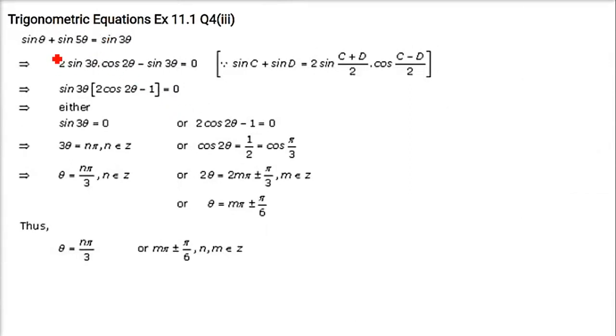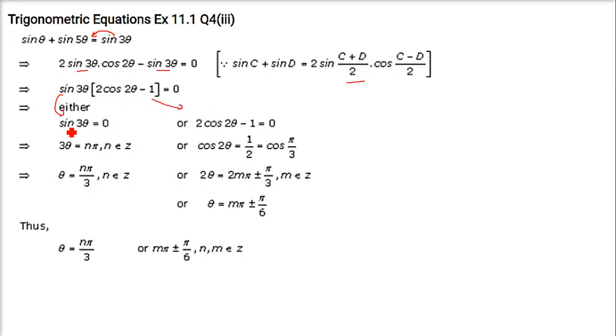Now you have sin theta plus sin 5 theta equal to sin 3 theta. Now bring this sin theta here as minus, and this sin theta plus sin 5 theta can be added, means you use the formula like this. So it will be 2 sin 3 theta cos 2 theta minus sin 3 theta equal to 0. Now take sin 3 theta common from this equation. Sin 3 theta we have taken common, so you get 2 cos 2 theta minus 1. So either this sin 3 theta is 0 or 2 cos 2 theta minus 1 equal to 0.